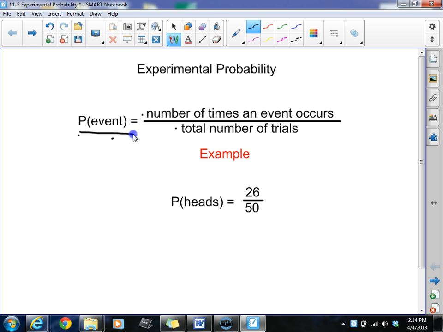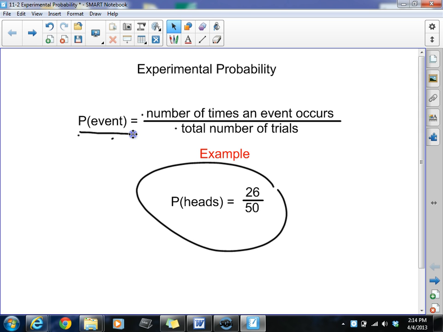Now, for example, okay, this is my example right here. Say we're flipping a coin. Okay, we just have a coin in our hands and we're just flipping it, flipping it, flipping it. Say I flipped it 50 times. Okay, so that's the total number of trials. Well, every time it came up heads, it was 26. So I counted, and there were 26 heads. So we would say the experimental probability for heads is 26 50ths.